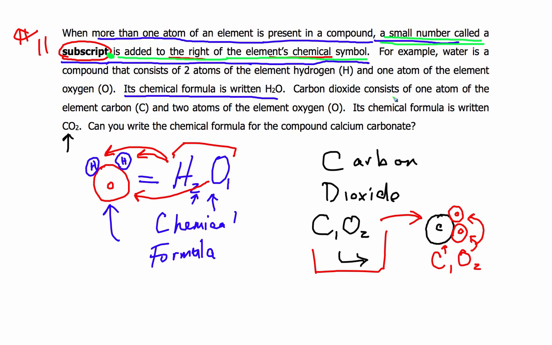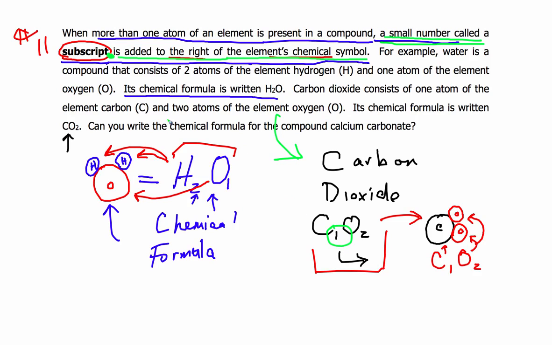Carbon dioxide consists of 1 atom of the element carbon and 2 atoms of the element oxygen, and you can see this is what we did. Its chemical formula is written CO2, and I like to put a little 1 after my C because there is no subscript written there. Sometimes when I go to sketch a model of a molecule on a quiz, given a chemical formula, it's easy to forget that C there because there's no number. So it's okay to put a little 1. Whenever you don't see a subscript written to the right of a chemical symbol, it's understood to have a subscript of 1.